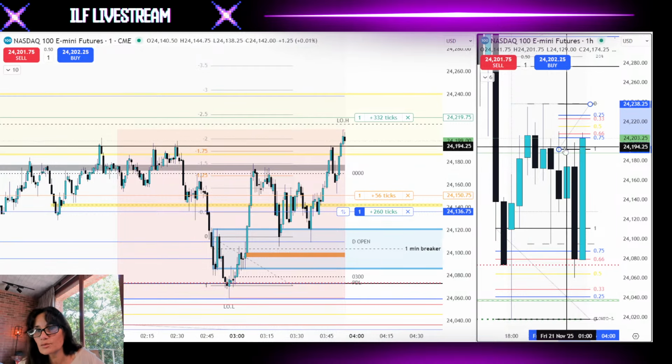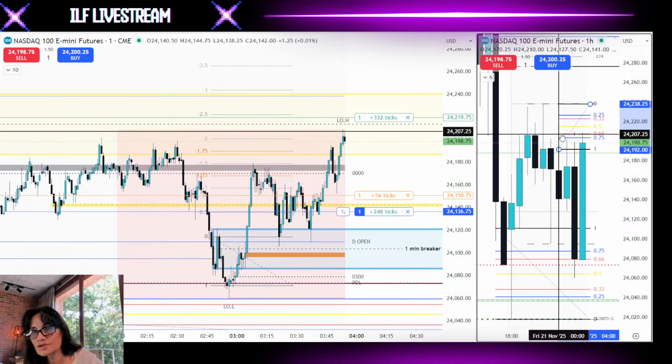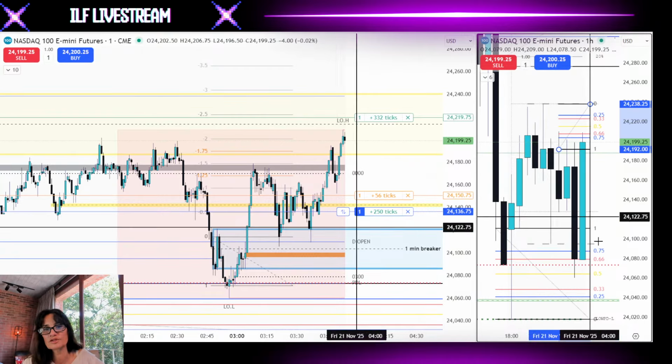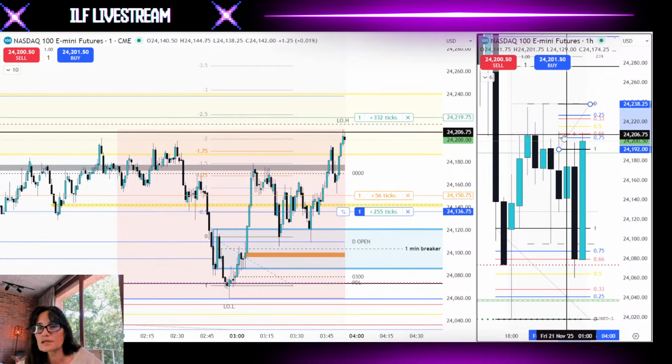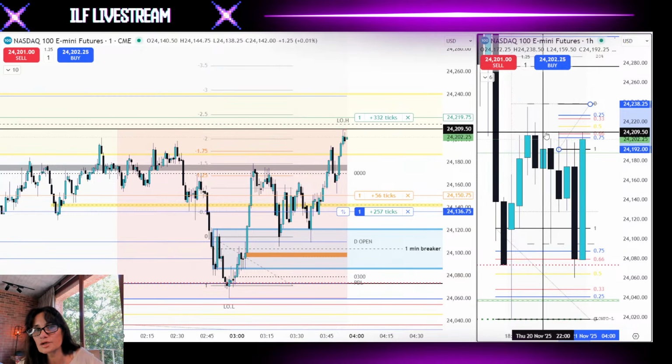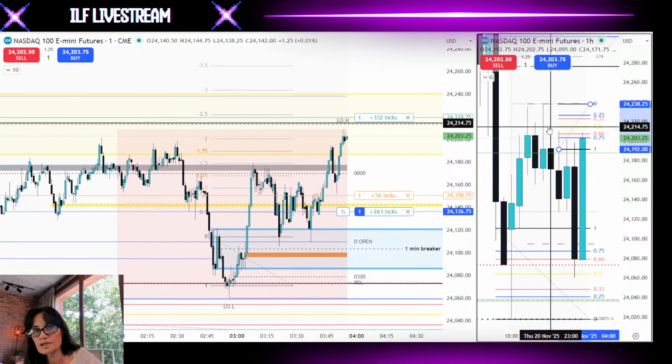Now this level doesn't worry me because we already rejected from this similar level, so it's either here or here or here that we might reject. So that's the only one. So I'm not worried. This could have been my target as well, to be on the safe side. But from here I will be very vigilant.